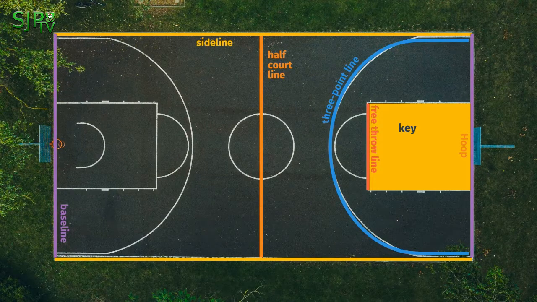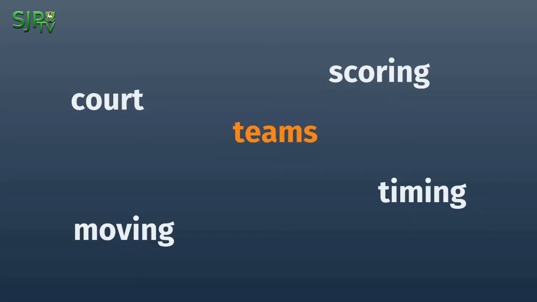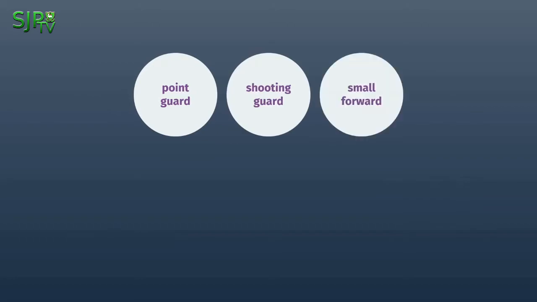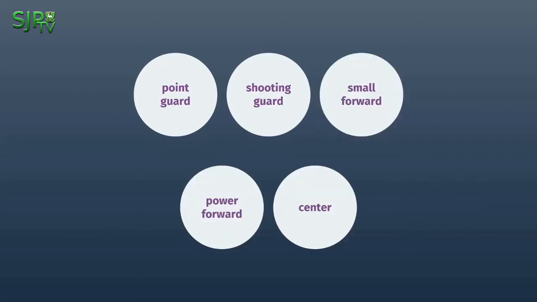In basketball, if you step on the side or the baseline while you're holding the ball, you are considered out of bounds. In a basketball game, there are 2 teams. Each team has 5 players, and generally a team will be comprised of a point guard, shooting guard, small forward, power forward, and center. Do these positions really matter if you're just learning the game?